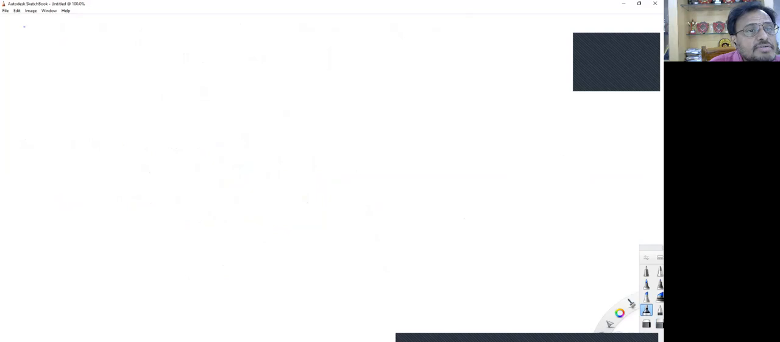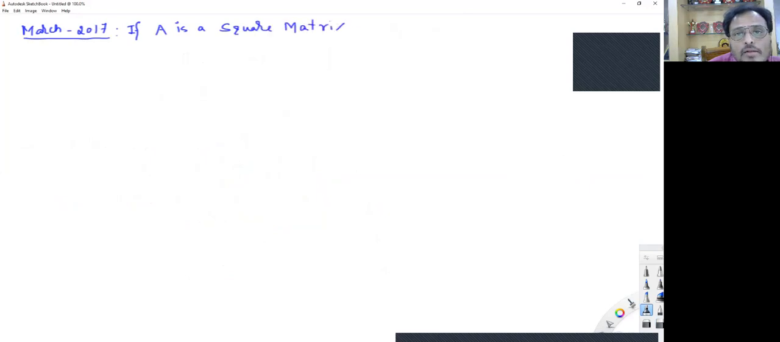So, March 2017. I'm solving all the question papers of 1 mark. If A is a square matrix with determinant of A equal to 8, then find determinant of A into A transpose.